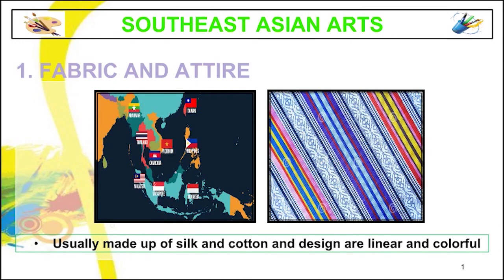In Southeast Asia, particularly in Thailand, Cambodia, Laos, Vietnam, Indonesia, Malaysia, Singapore and Brunei, they are commonly known in making fabrics. These fabrics have their own unique designs and techniques. They are usually made up of silk and cotton, and the designs have linear colorful patterns.